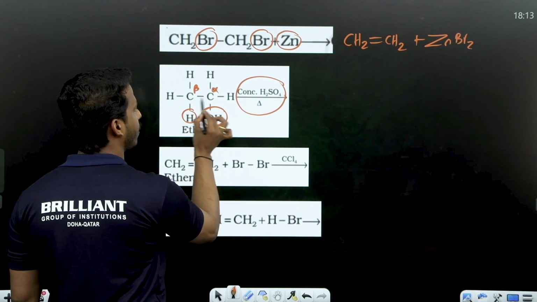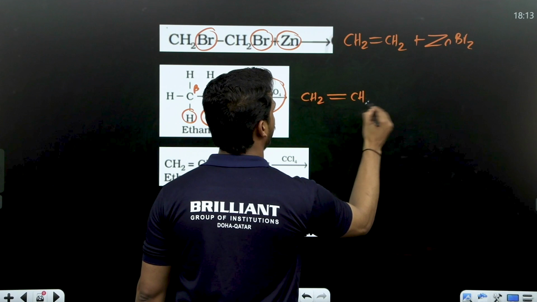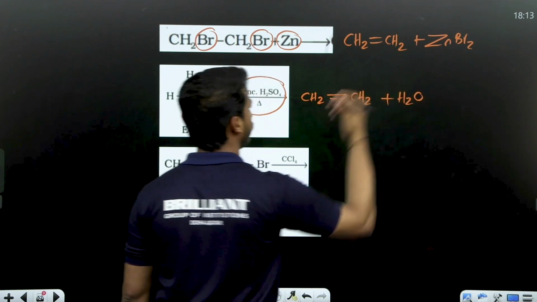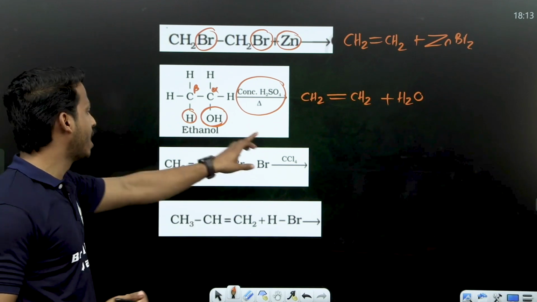Make a double bond between alpha beta. What is left? CH2 double bond CH2. Ethene will form. Yes or no? Alcohol on dehydration with H2SO4 gives an alkene.